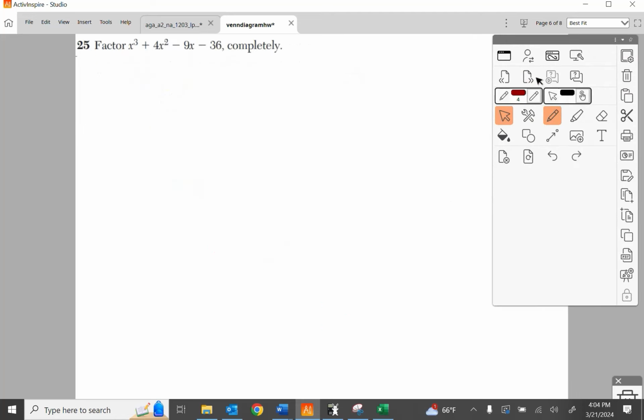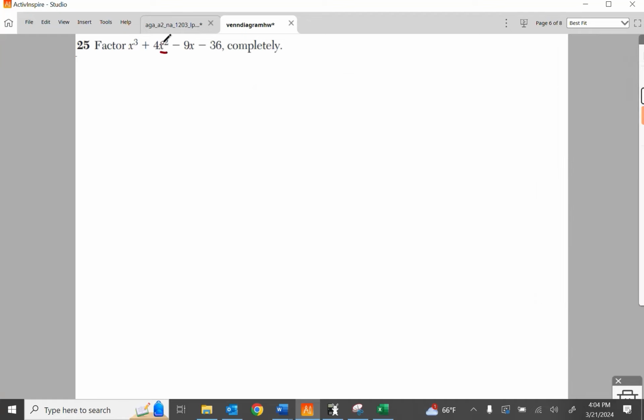Factor this thing completely. This is done by using a technique called factoring by grouping. I notice that both of these pieces contain an x squared. If I just look at the front, I have x squared. If I pull it from x cubed, I have x. If I pull it from 4x squared, I have 4. Both of these pieces contain a negative 9. This is an Algebra 1 skill. I swear it is. If I pull a negative 9 from negative 9x, I am left with x. If I pull a negative 9 from negative 36, I am left with positive 4.